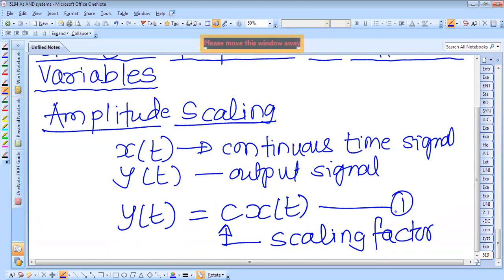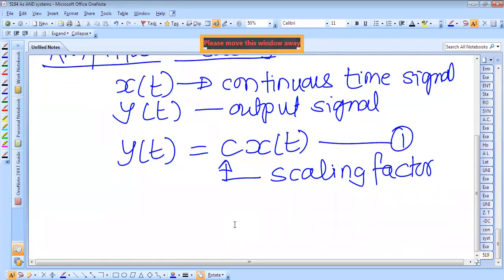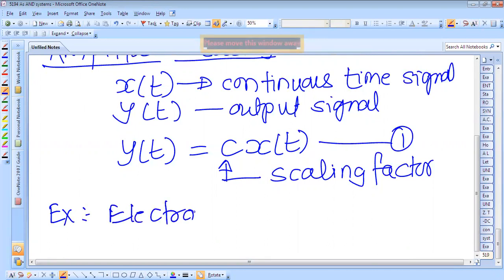So the value of y of t here is obtained by multiplying the input signal by the scalar c for each instant of time. Therefore, the physical example of amplitude scaling is the electronic amplifier.